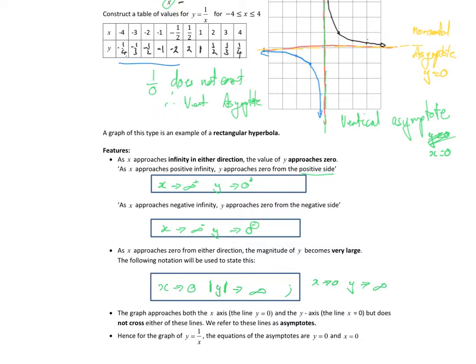All right. So this is where we're talking about the line y equal to 0 and the line x equal to 0. The graph doesn't cross either of those axes, so those lines are asymptotes. Hence, the graph of 1 on x has two asymptotes, one at y equal to 0 and one at x equal to 0.